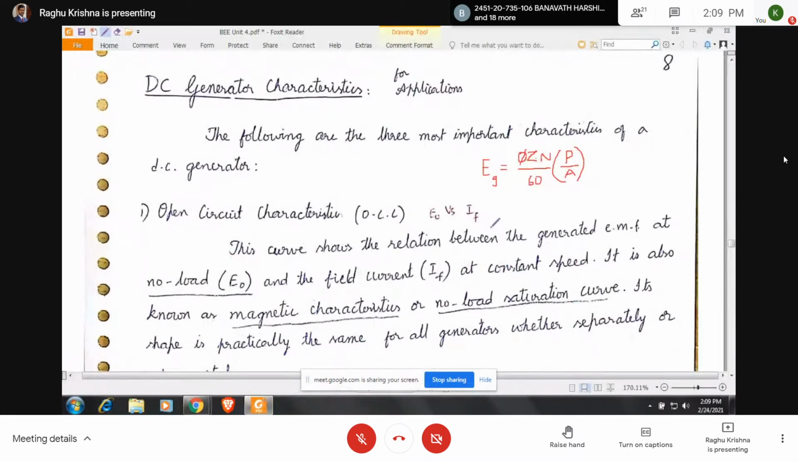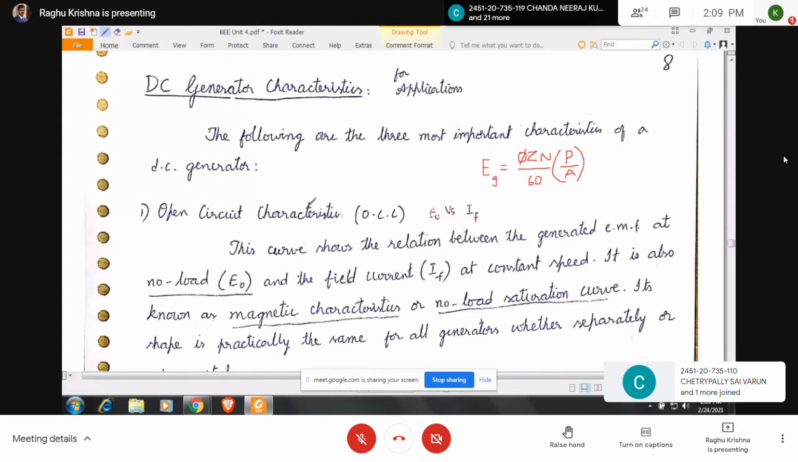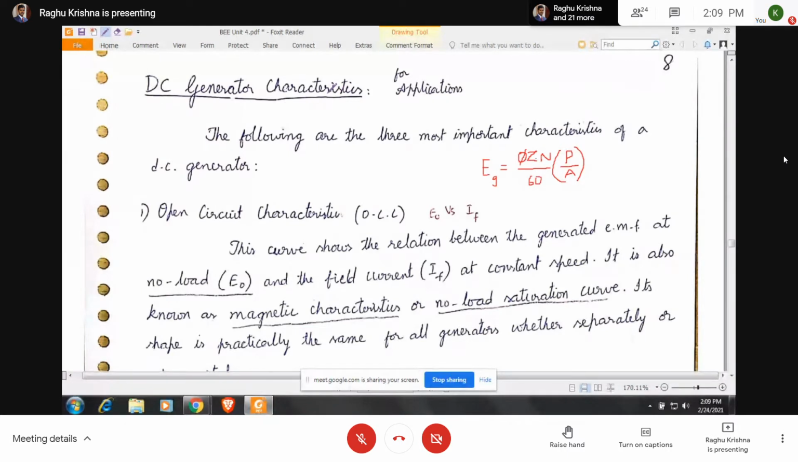So before we start, today I'm going to start DC generator characteristics. If you want to use a generator for a particular application, we have to know about the characteristics. If you know the generator characteristics, then only you can use that generator for a particular application.